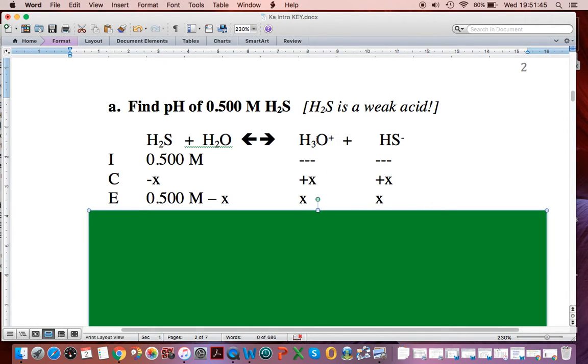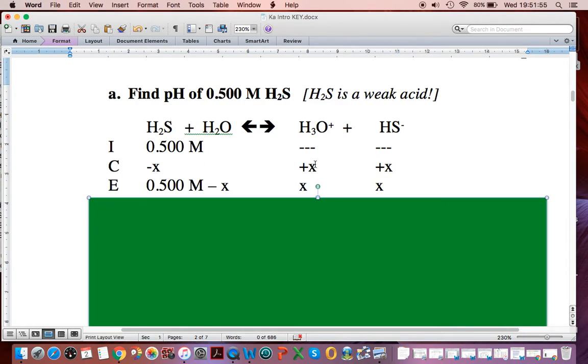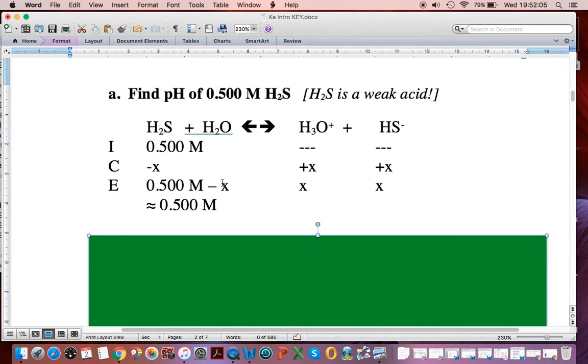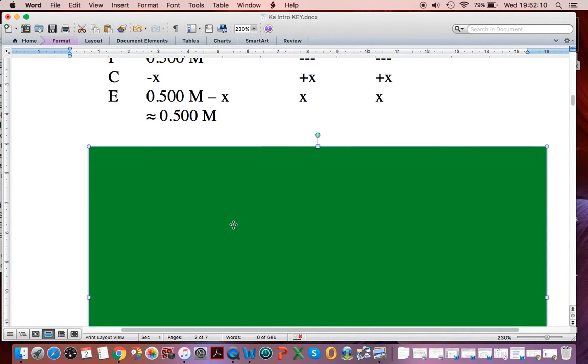Now it's a bit of a lie because water itself will ionize, but we're only going to have 1 times 10 to the minus 7 molarity of H3O+ in pure water. So usually it ends up being so small it's trivial. And so we go 0.500 minus x, x, x, and this is what we're going to use in our expression. Now, friendly reminder, this x value is likely so small, we can run with the 0.500, and we will.